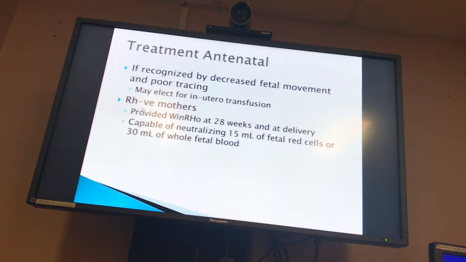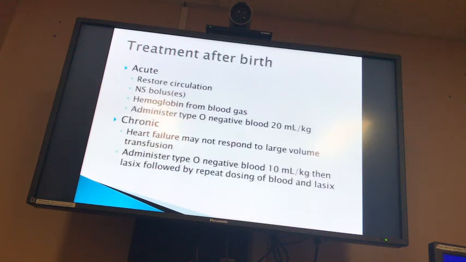For Rh negative mothers, we recommend you give WinRho at 28 weeks and at 30 weeks. In case you're wondering, that neutralizes 30 mils of whole blood. Basically a significant fetal maternal hemorrhage is about 30 mils, especially if you're only a kilo or two, 30 mils out of your blood volume is a fairly large amount.